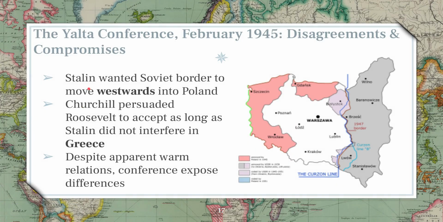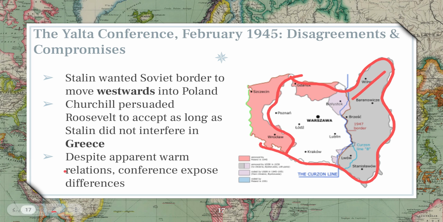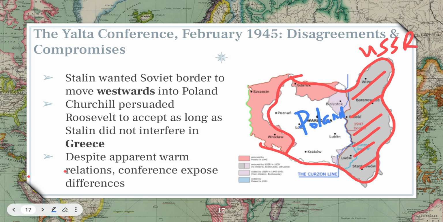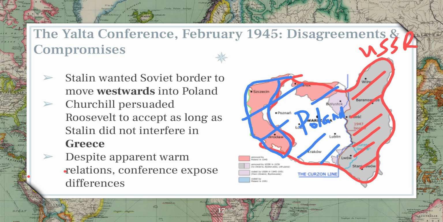Other issues here, Stalin wanted the Soviet border to move westwards into Poland. This is the original Soviet border. All right, and then basically Stalin says, nope, they want this to be part of the USSR, right? Poland can still remain as this. This can be Poland. And to make Poland feel better, they're going to give Poland this part of Germany. So now Poland will be all of this. Germany will lose. Sounds okay. Does it sound okay?